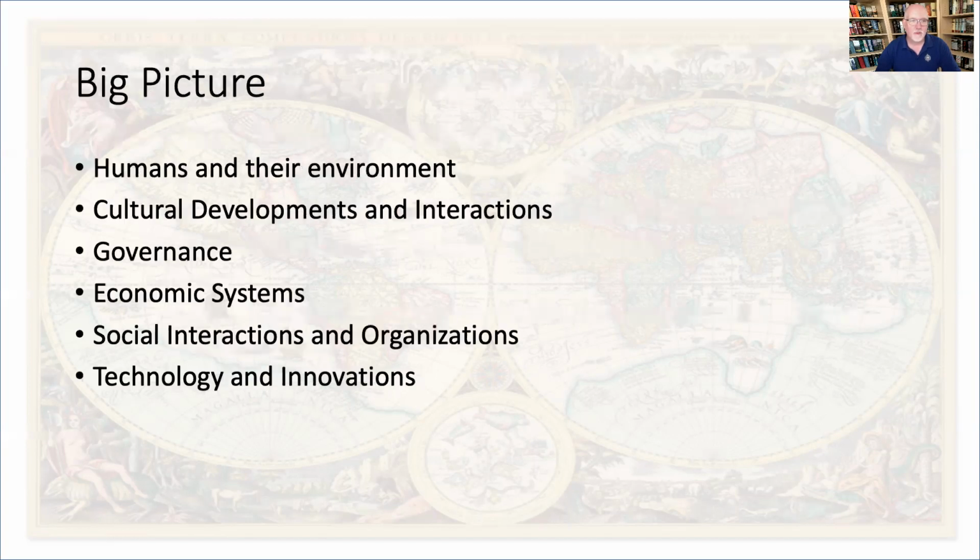So what's the big picture? What are the big picture topics that they look at? These are humans and their environment, cultural developments, the developments of governance systems, the developments of economic systems, social interactions, and of course, technology and innovation and their effect on civilizations across the globe. As you can see, these are big topics. AP World History covers a lot of ground really fast. Sadly, not a lot of military history. Somehow, apparently, wars and conflict have no effect on world history. I think not, but whatever.